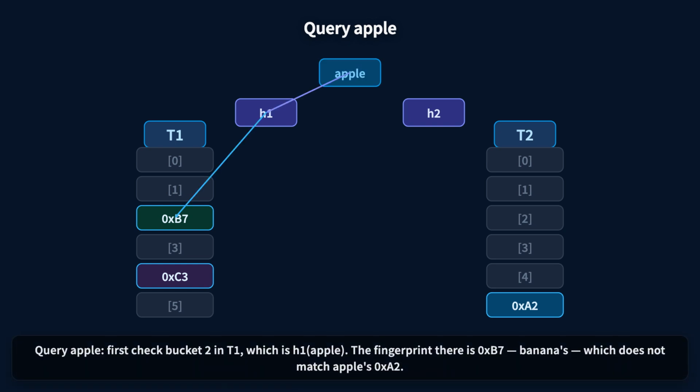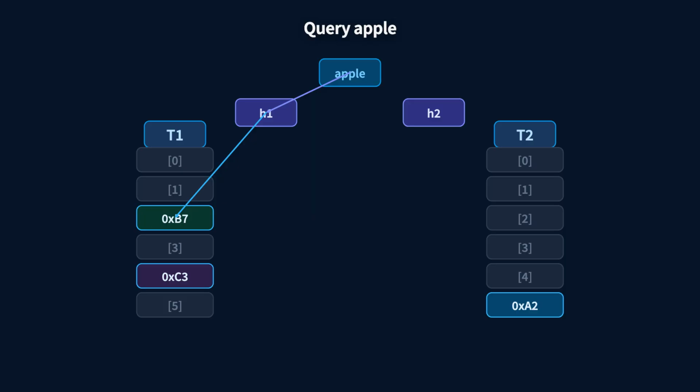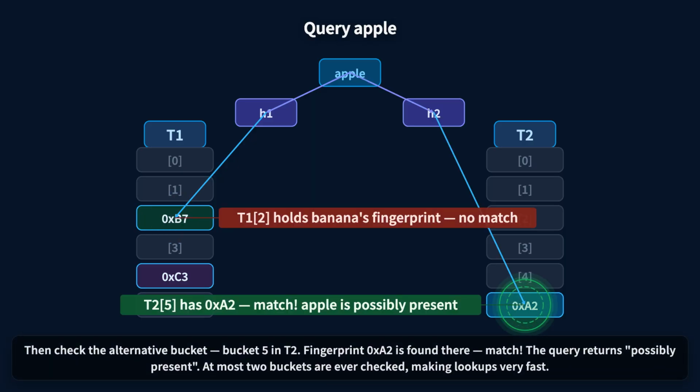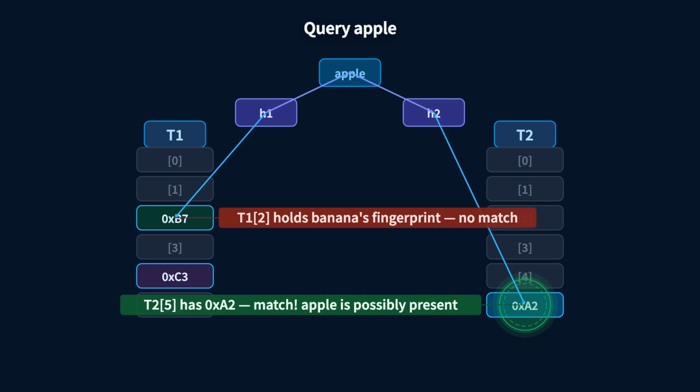Query apple. First check bucket 2 in T1, which is H1 of apple. The fingerprint there is 0xB7, banana's, which does not match apple's 0xA2. Then, check the alternative bucket, bucket 5 in T2. Fingerprint 0xA2 is found there. Match. The query returns possibly present. At most 2 buckets are ever checked, making lookups very fast.